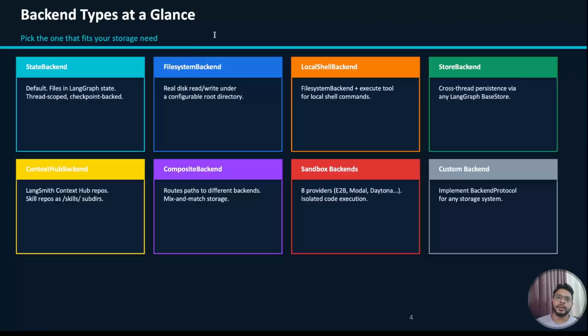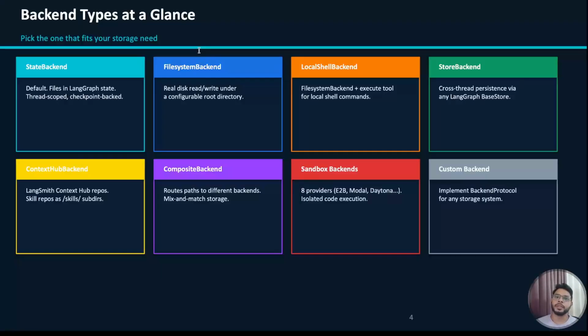Second one is the filesystem backend, and the third one is the local shell backend. So the filesystem and local shell backends are very similar. They give you real local disk access if you want to save anything to a file, or if you want to read anything from your disk or storage. So you can use the filesystem backend for that. The local shell backend basically adds one extra layer on top of the filesystem backend that allows you to execute shell commands on top of the files. So that is the difference.